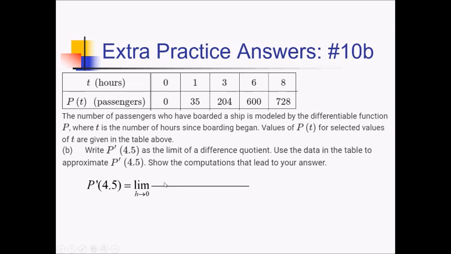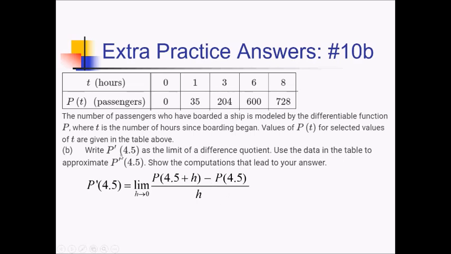Now normally up here we would have f of x plus h minus f of x, but in this case we've got p instead of f. P is the function we're taking the derivative of. So we're going to have p of t plus h, and we're actually plugging 4.5 in for t. So we're going to have p of 4.5 plus h minus just p of 4.5. Again, 4.5 is plugged in for the variable, and we'll have all of that over h. So there's our difference quotient, and we don't actually have to do anything with this. We just have to estimate what it is using the table values.